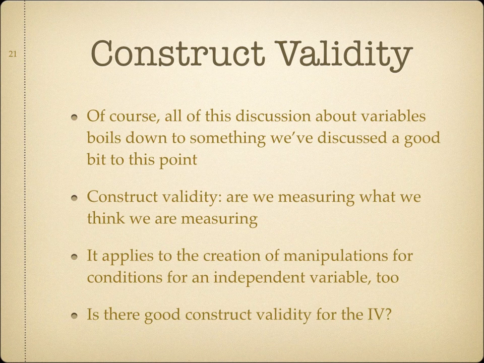Of course, in all this discussion about variables, it boils down to something that we've discussed a good bit: construct validity. Are we measuring what we think we're measuring? It applies to the creation of manipulations for an independent variable too. And we're always asking the question, is there good construct validity for the independent variable?